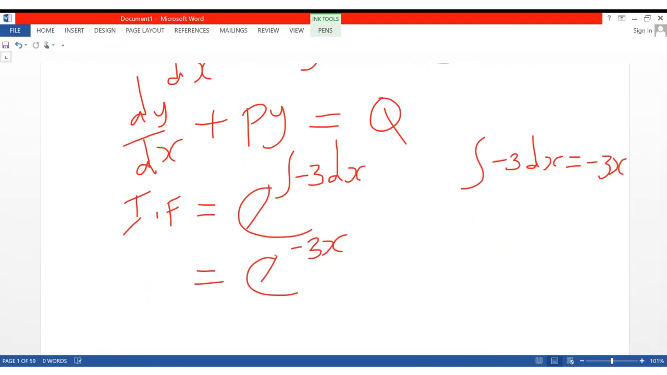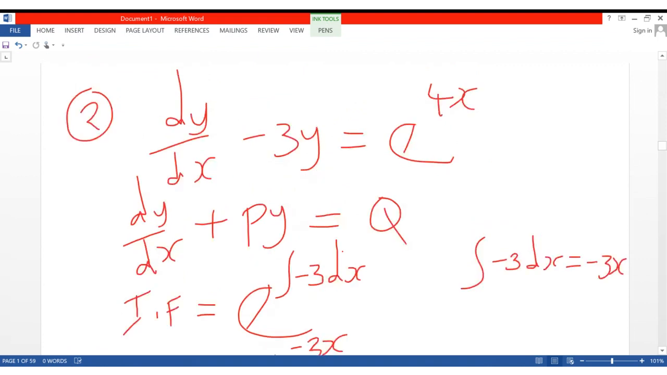When you have ln and exponential, then you can remain with whatever is after. But here there's no ln, so the integrating factor will remain the way it is. That's why I've done this example. So I'll take the integrating factor, then I multiply my equation with it.